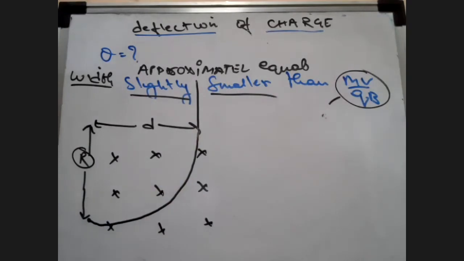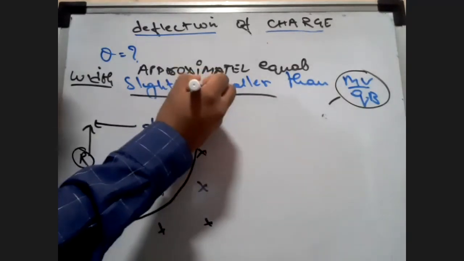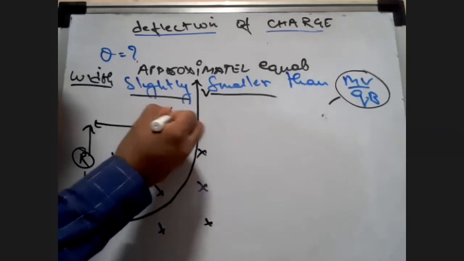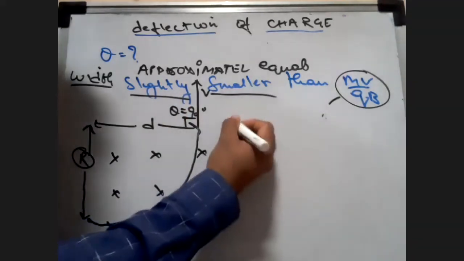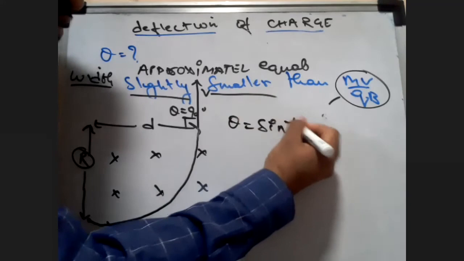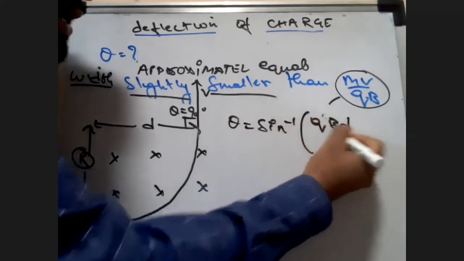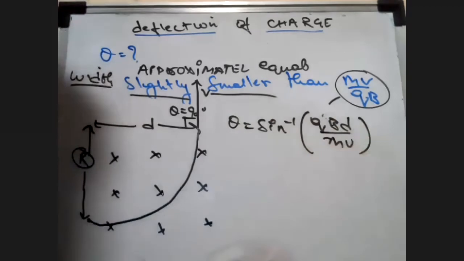And the angle of deviation is between what, students? Angle of deviation is between velocity and d. Yeah. So here, this is your velocity, and the angle of deviation will be theta, which is equal to 90 degree. In other words, you can also say that theta is equal to sine inverse of qbd upon mv. Yes or no? Qbd upon mv.